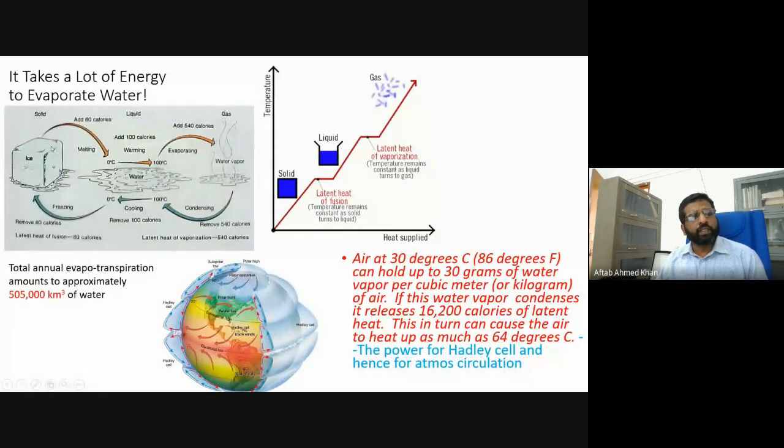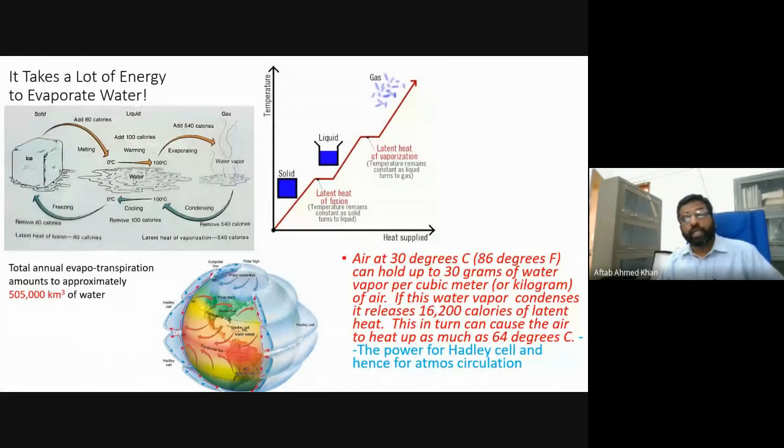Just when the phase of H2O changes from solid to liquid, it takes 80 calories. And let us say from here to 30 degrees centigrade, and 30 degrees to gaseous state, it takes 540 plus 70 calories. So 710 calories it takes. So that means with the change of phase of H2O, there is a strong energy associated with it.